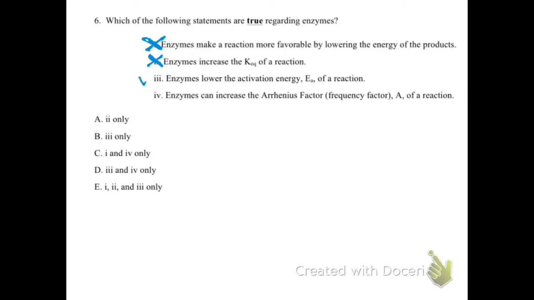I like that one. Indeed, they do. Lowering the activation energy makes reactions go more quickly. And 4 says enzymes can increase the Arrhenius factor, or frequency factor, A of a reaction. This one is also true. Enzymes can hold molecules in place more favorably to collide with the proper orientation, which can allow the reaction to proceed more quickly. So 3 and 4 are the only true statements here.